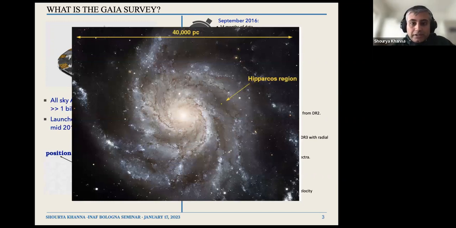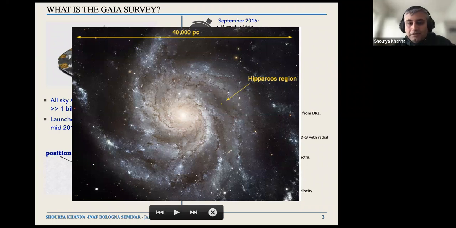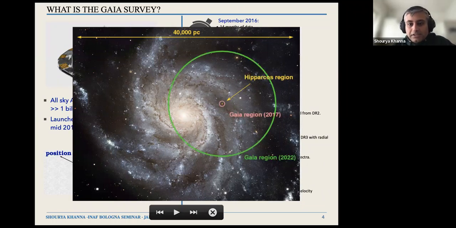And to appreciate that, you can compare it with the previous major astrometric mission, which was the Hipparcos mission. So here's just an illustration of the volume that was covered by Hipparcos. This is on the scales of a few hundred parsecs. And then if you go to what Gaia has given us, starting from its first data release all the way up to now, depending on what population you are studying, we can really probe a substantial chunk of the disk now.